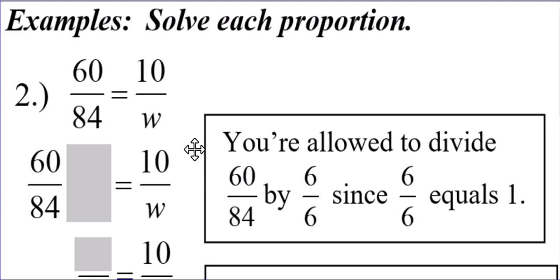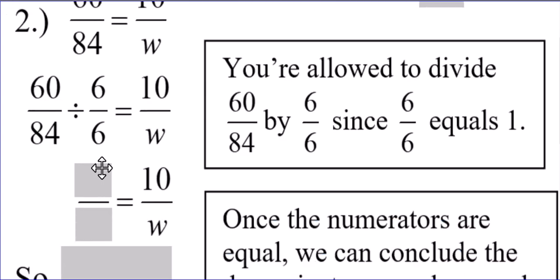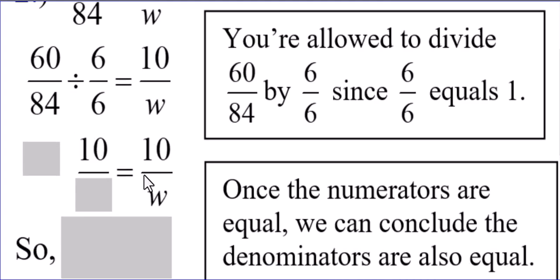This one's a little bit different. This one has a variable in the denominator. So look at the numerators. Could 60 become 10? Well, yes. If you take 60 and divide it by 6, then that would give you 10. So we're going to take 84 and divide it by 6 as well. 60 divided by 6 is 10. Obviously, now both numerators are the same. 84 divided by 6 is 14.